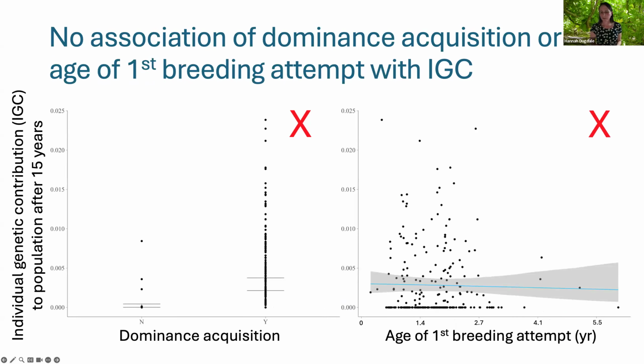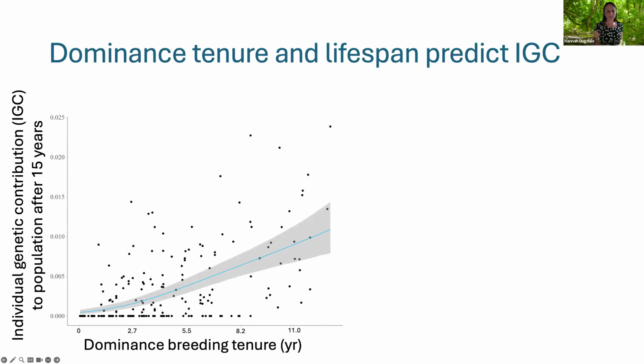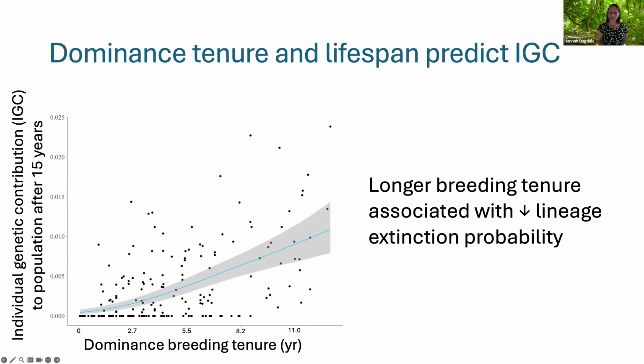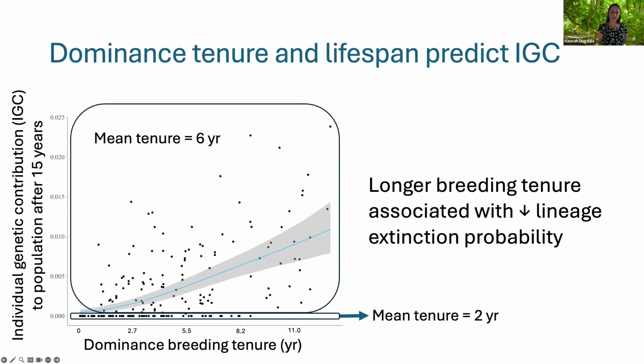The next metric we looked at was age of first breeding attempt, and there was no correlation here, and there's quite a large distribution in that age of first breeding. And then we went on to look at how long an individual was a dominant for, and there was a strong positive correlation here. So individuals that had a longer dominant breeding tenure had higher individual genetic contributions. And it was also associated with lineage extinction. So those individuals whose lineages went extinct had a mean tenure of 2 years versus 6 years for those individuals whose lineages did not go extinct.